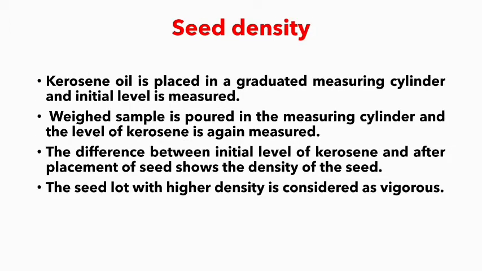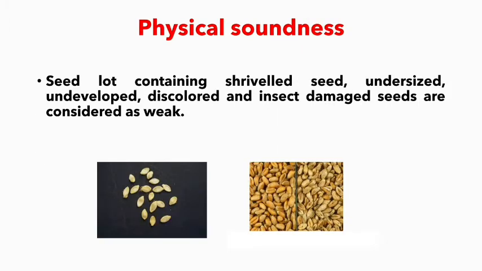Seed density. Kerosene oil is placed in a graduated measuring cylinder and the initial level is measured. The weighed sample is poured into the measuring cylinder and the level of kerosene is again measured. The difference between the initial level of kerosene and after placement of seed shows the density of the seed. The seed lot with higher density is considered as vigorous. Physical soundness. Seed lot containing shriveled seeds, undersized, underdeveloped, discolored and insect damaged seeds are considered as weak.